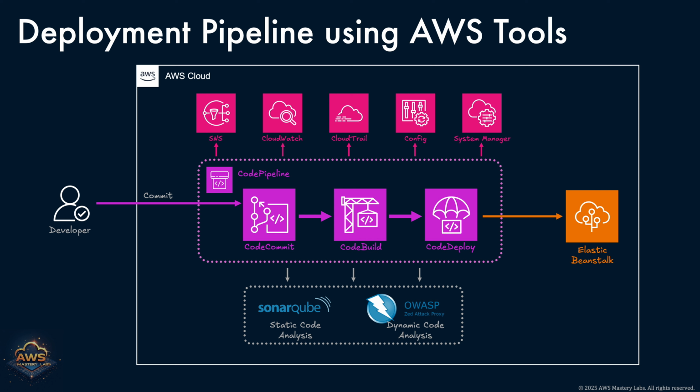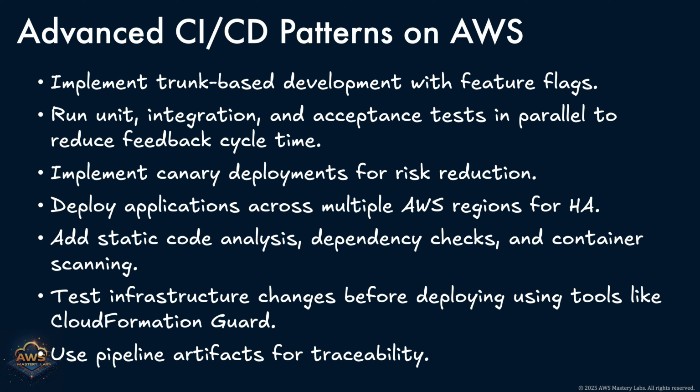As teams grow and applications scale, the need for more advanced CI/CD patterns becomes critical. AWS provides the flexibility and tooling to support sophisticated deployment strategies that improve reliability, speed, and security. Let's explore some of these patterns that help elevate your software delivery pipelines. First, consider trunk-based development combined with feature flags. This approach enables developers to merge code frequently into a shared branch and deploy continuously without exposing unfinished features to users.